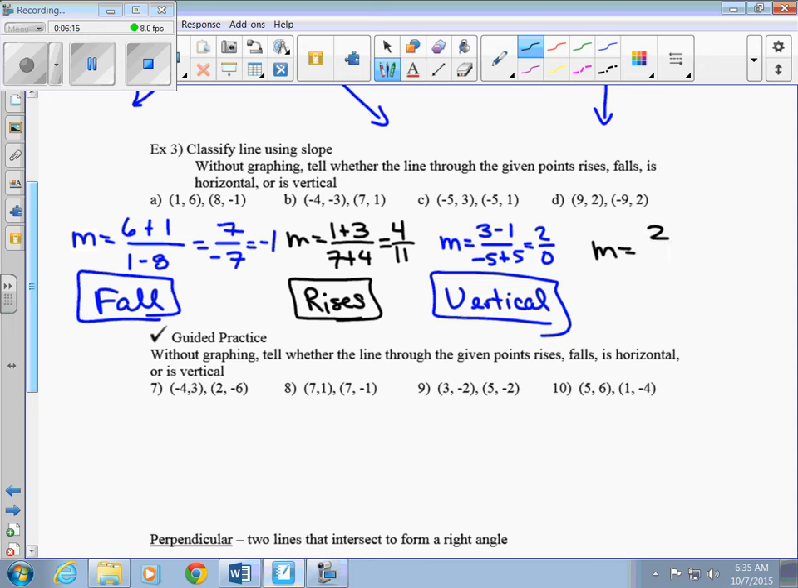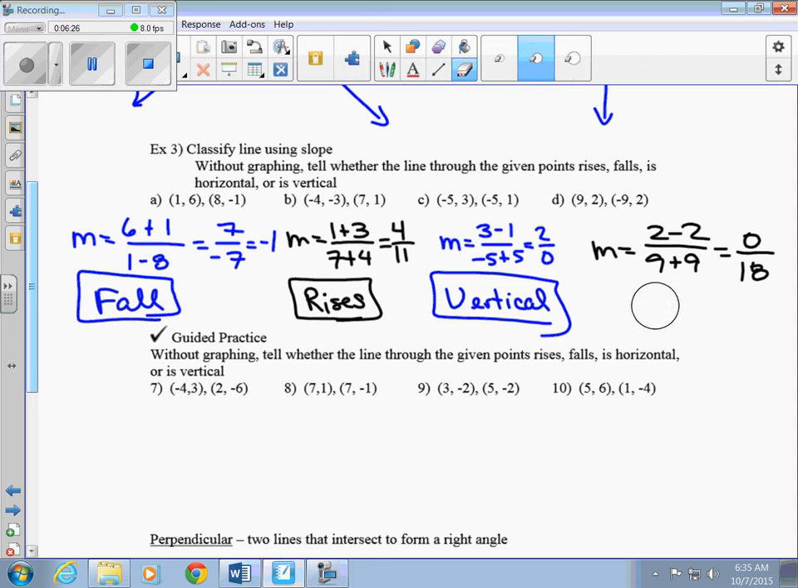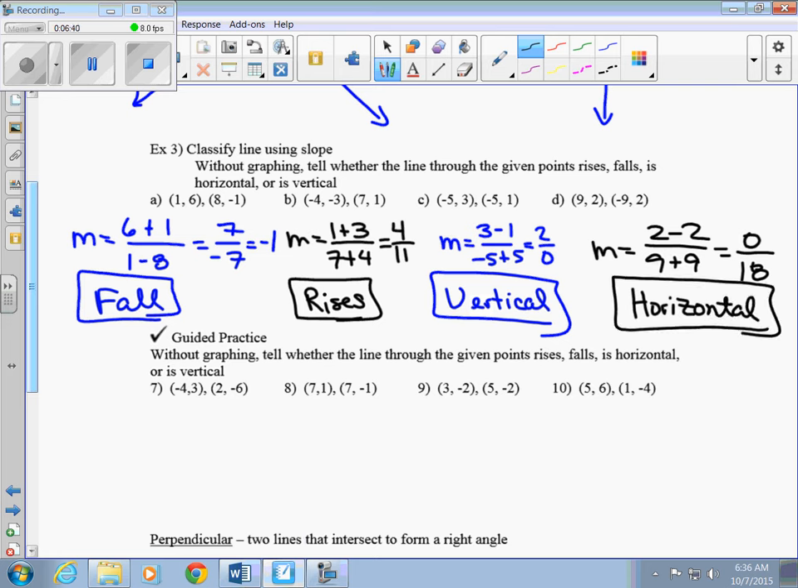So here we're going to 2 minus 2, 9 plus 9, so it's 0 over 18. So in this case, the slope is 0. And they're not really asking us for the slope, they just want to know what type of line it is. And so it is horizontal.